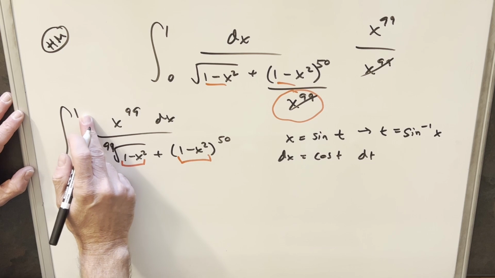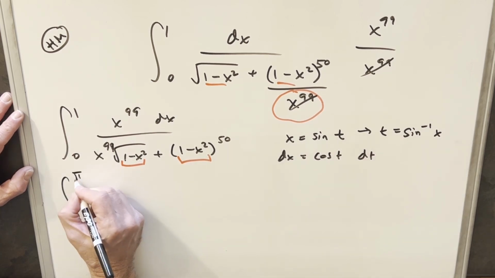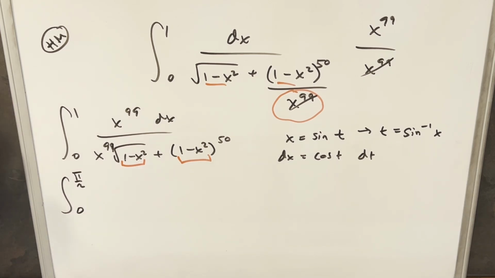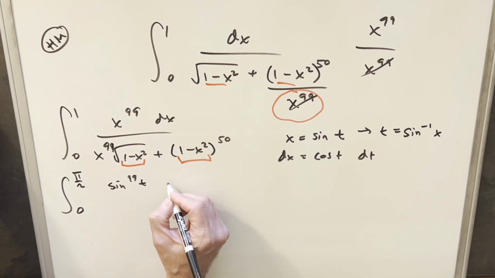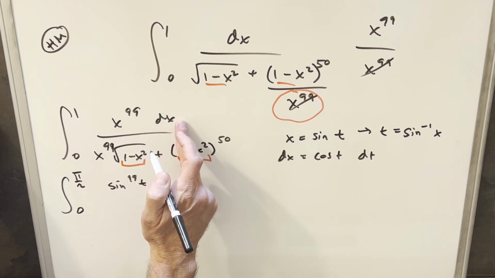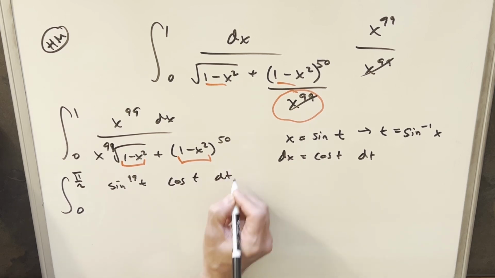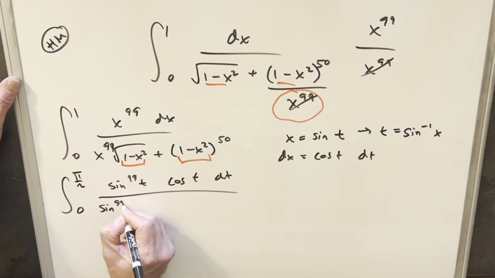So first, I'll take my 1 and plug it in here. Arc sine of 1 is going to be pi over 2, and arc sine of 0 is just going to be 0. Then for x, we're going to have a sine to the 99th here in the numerator. Then for our dx, we'll have a cosine t dt. Again, we'll have another sine to the 99.